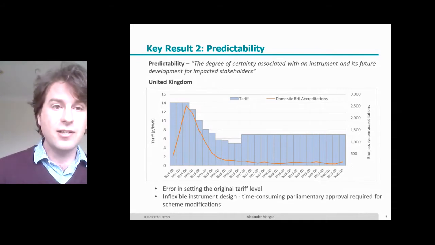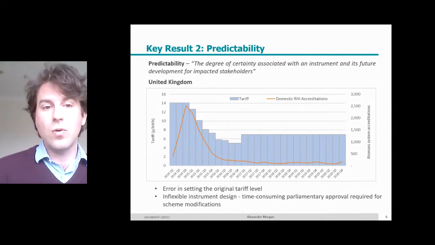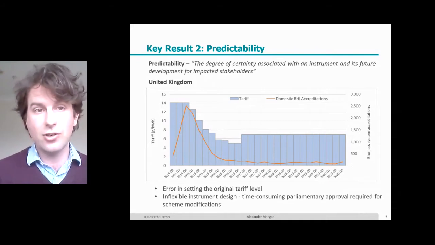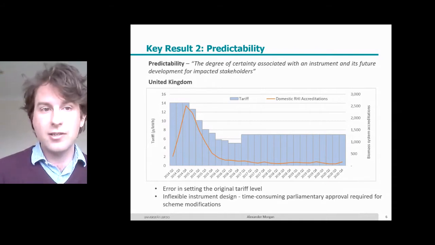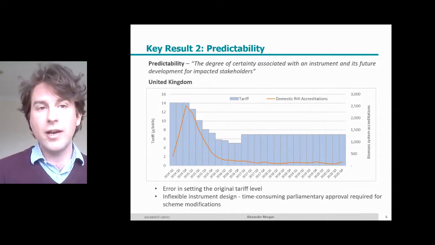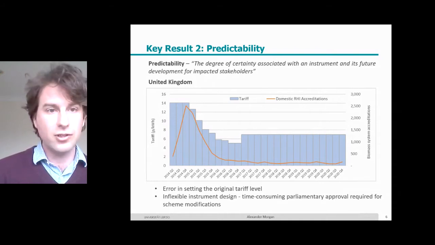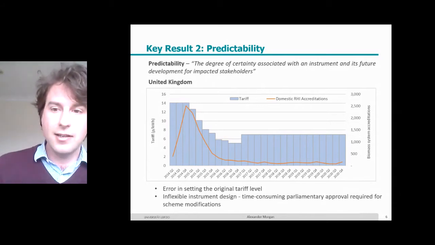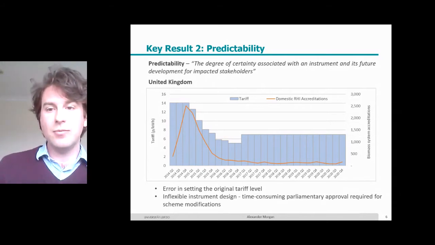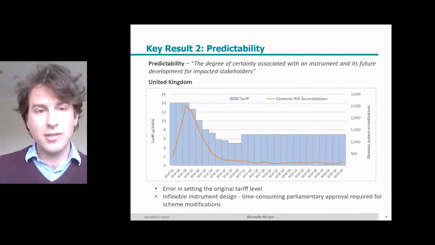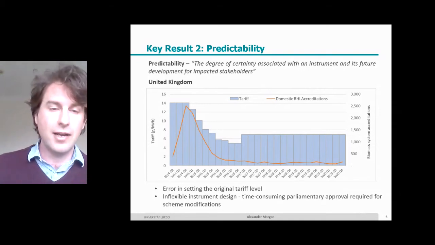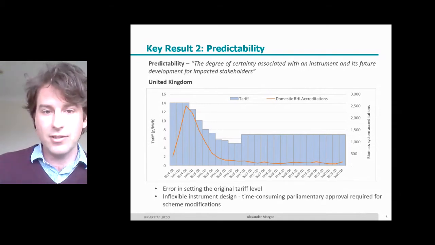And in addition, the instrument design required time-consuming parliamentary approval for scheme modifications. So these automatic reductions in the tariff rates payable were ongoing, but there was no way to reverse or alter the design at that time. And even though at the end of 2016 the instrument was changed so that digressions could not occur if the uptake of a technology had dropped substantially, this, of course, was too late for biomass boilers, which already had very low uptake figures at this time.